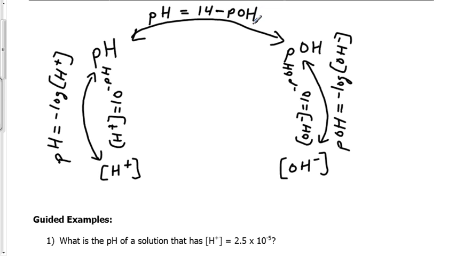So if pOH is 5, 14 minus 5 is 9. So the sum of these is 14. For solving for pH, we would do 14 minus pOH. If we want to solve for pOH, we're going to do 14 minus pH.